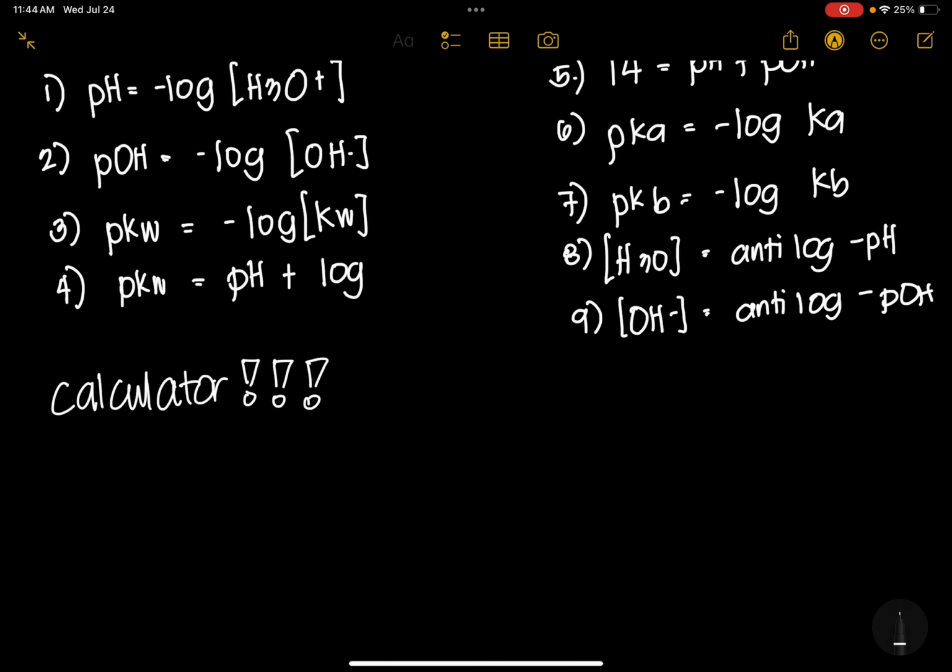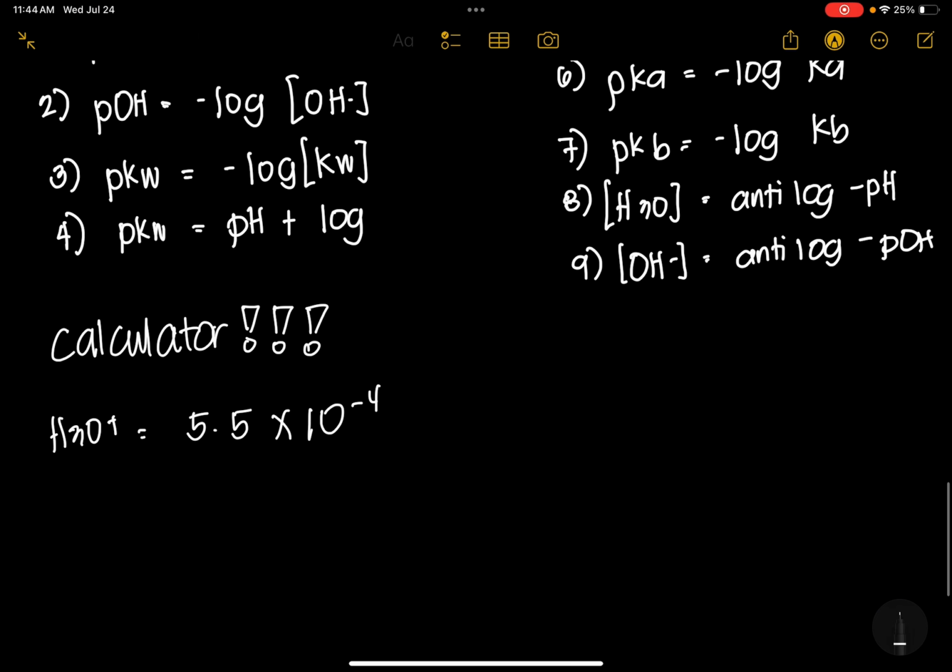Okay, number 1, the H3O positive molarity is 5.5 times 10 negative 4. How do we expand this? 5.5. So, do we move to the left or right? Since it is negative 4, we move to the left, not to the right, because it is negative. 1, 2, 3, 4. So that is how it looks when expanded.